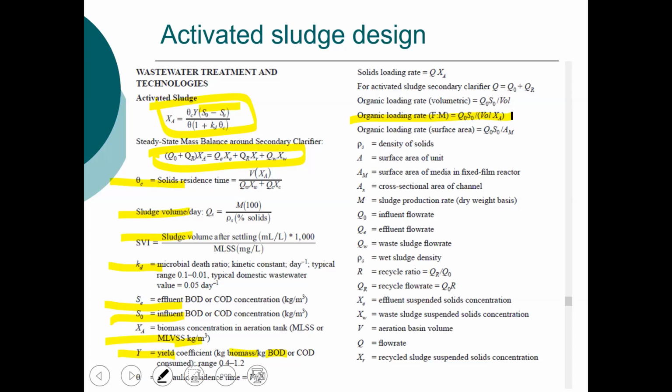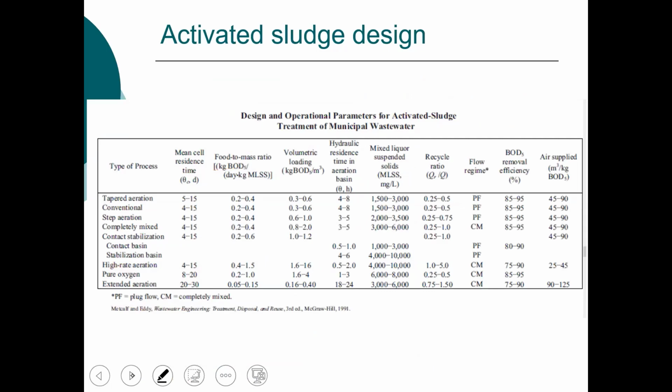If I provide too little food, then I starve the microorganisms. They're unhappy and they're not going to do the job that we want them to do. So either way, we end up with problems in terms of treatment. These are the design and operational parameters for activated sludge systems, also from the FE reference handbook. We will just look at completely mixed systems as I mentioned, but this provides you again with the criteria that would be used.